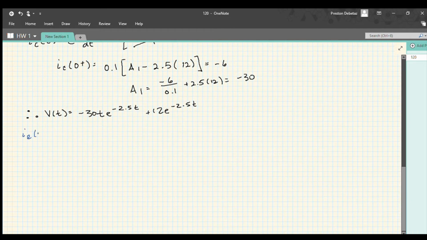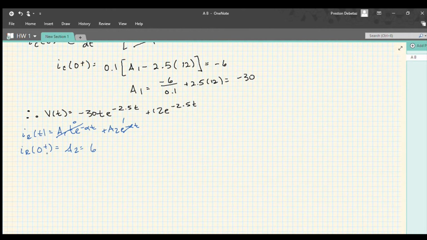IR of t, because it is also part of the critically damped system, is going to have the same format as V of t. So we are going to have A1 t e to the minus alpha t plus A2 e to the minus alpha t. Remember, IR of 0 plus, this term was going to go to 0, and this is going to go to 1. We have A2, and IR of 0 plus was 6. And so now we want to use a derivative-based relationship for IR of t.